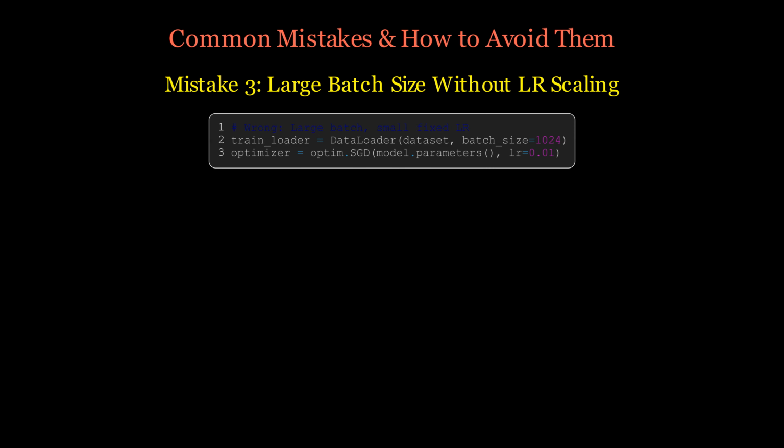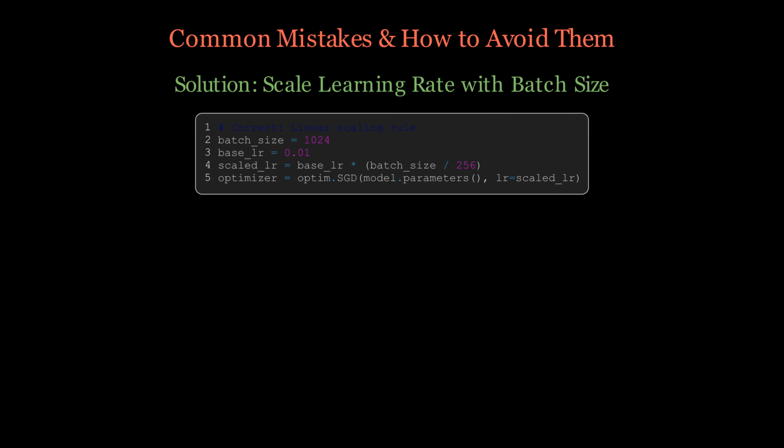Mistake 3. Using a very large batch size without adjusting the learning rate. This often slows convergence or undertrains the model. The solution. Apply the linear scaling rule. Scale the learning rate proportionally to the batch size.